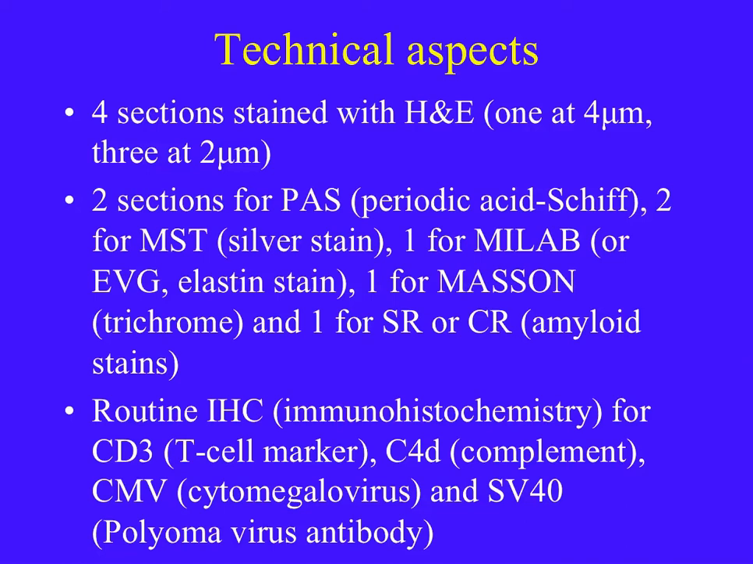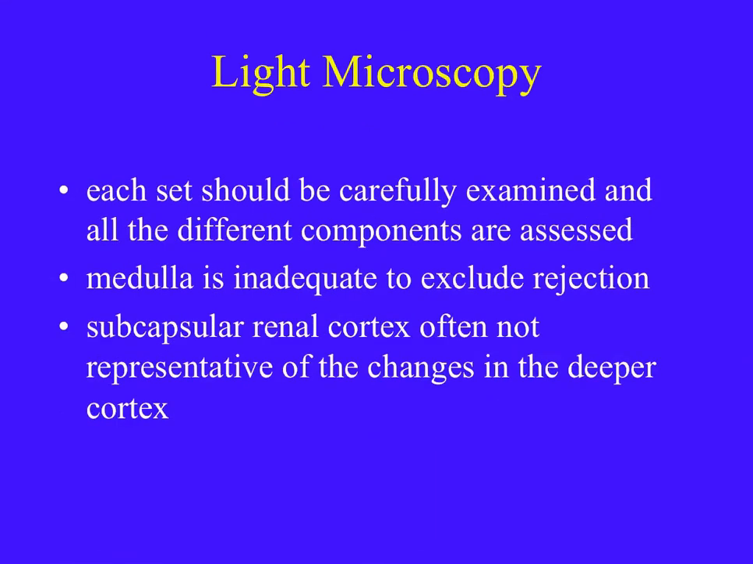Typical amyloid stains have also been introduced into our routine special stain pattern, as these are extremely helpful in highlighting tiny amyloid deposits in the mesangium of the glomerular tufts. Immunohistochemical studies for T cells, the C4d component of the complement, and also CMV and polyoma viruses are also performed routinely. Each set of these stains should be carefully examined and all the different components are assessed.